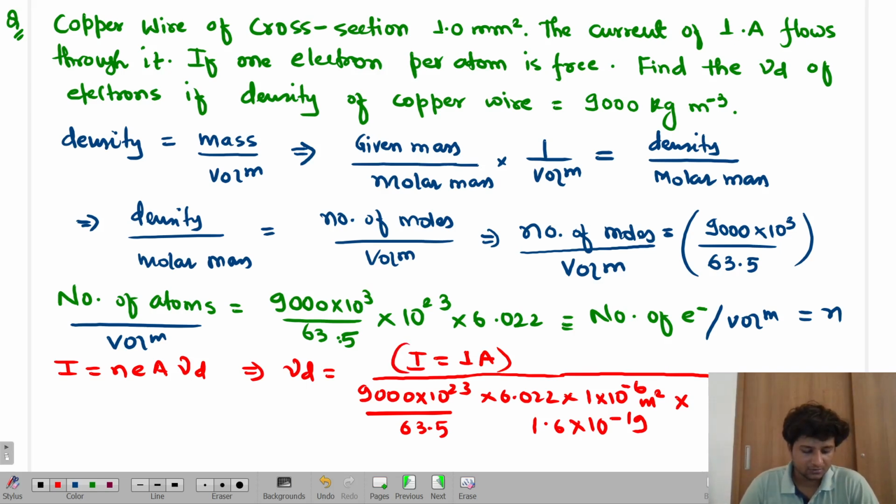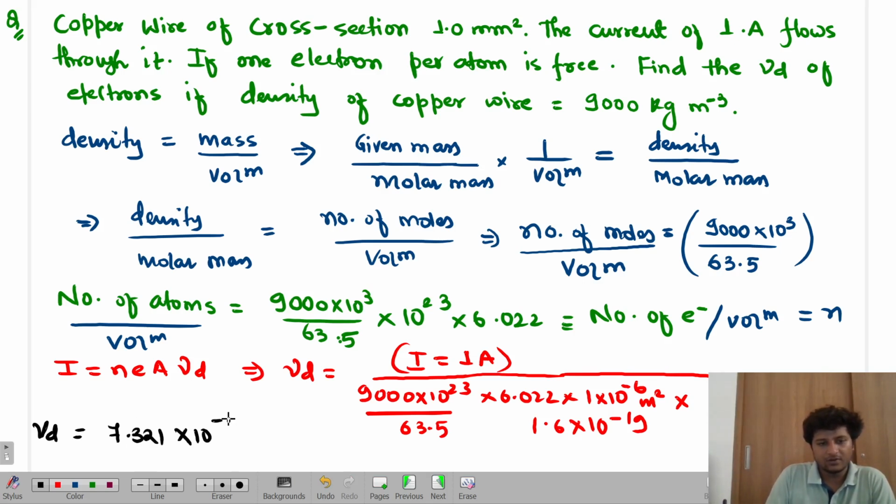I'll not do that. So I'm telling you the answer. In this, the drift velocity comes as 7.321 into 10 to the power of minus 5 meter per second. Is that clear? Are you able to get me?